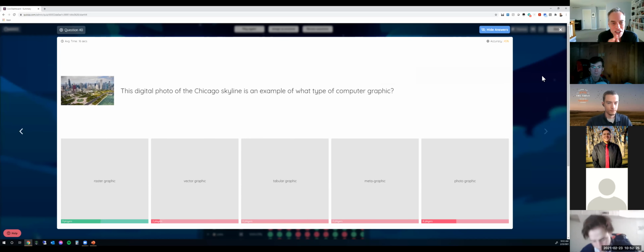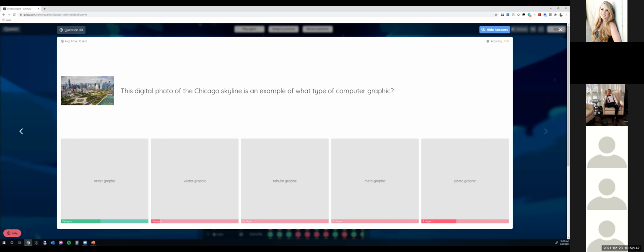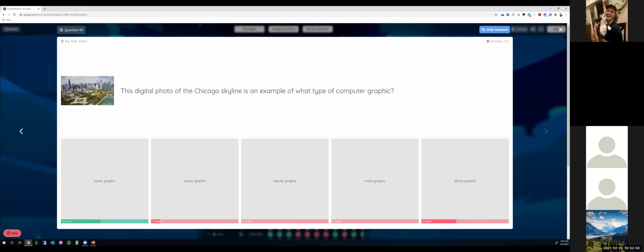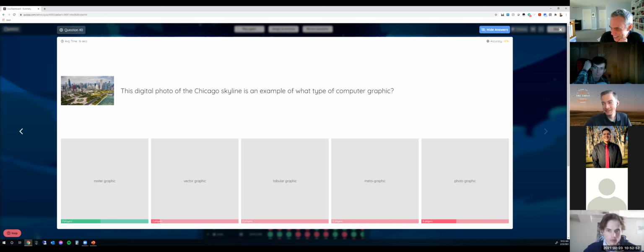This digital photo of the Chicago skyline is an example of what type of computer graphic? In this case, the correct answer was a raster graphic. So how would you define a raster graphic? Anyone? I will call on someone. We have a volunteer. Pixels and cells. Yeah. Correct. So yes, it's a grid of pixels is a raster graphic.